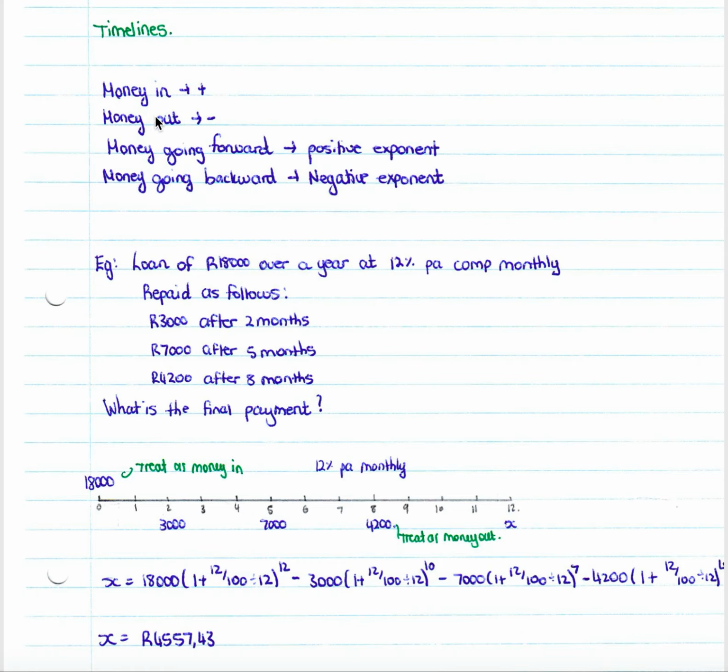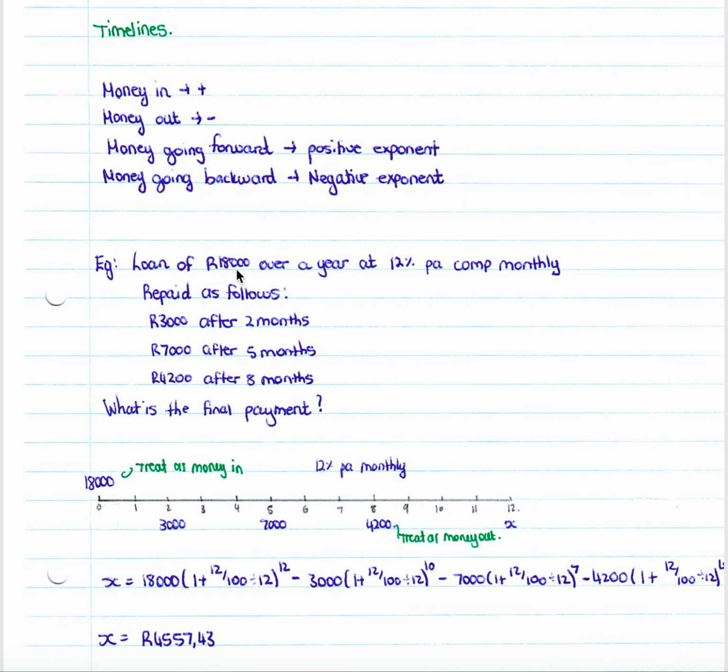Your money in must be positive. So as shown here, I've drawn it above, it's positive. Your money out must be below the timeline, indicating that it is a negative amount. Money going forward has a positive exponent. So your exponent on your bracket in compounding would be positive, and when you're taking money backwards, it will be negative.